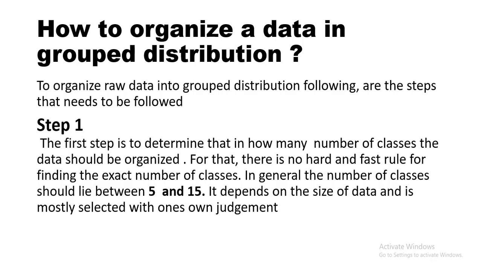There is no such rule for determining the number of classes, so it mostly depends on our own judgment, or on the size of the data, or on how many classes you want to organize the data into. The general number of classes lies between 5 and 15. It can be more than that as well, but usually we divide the data into 5 to 15 classes.